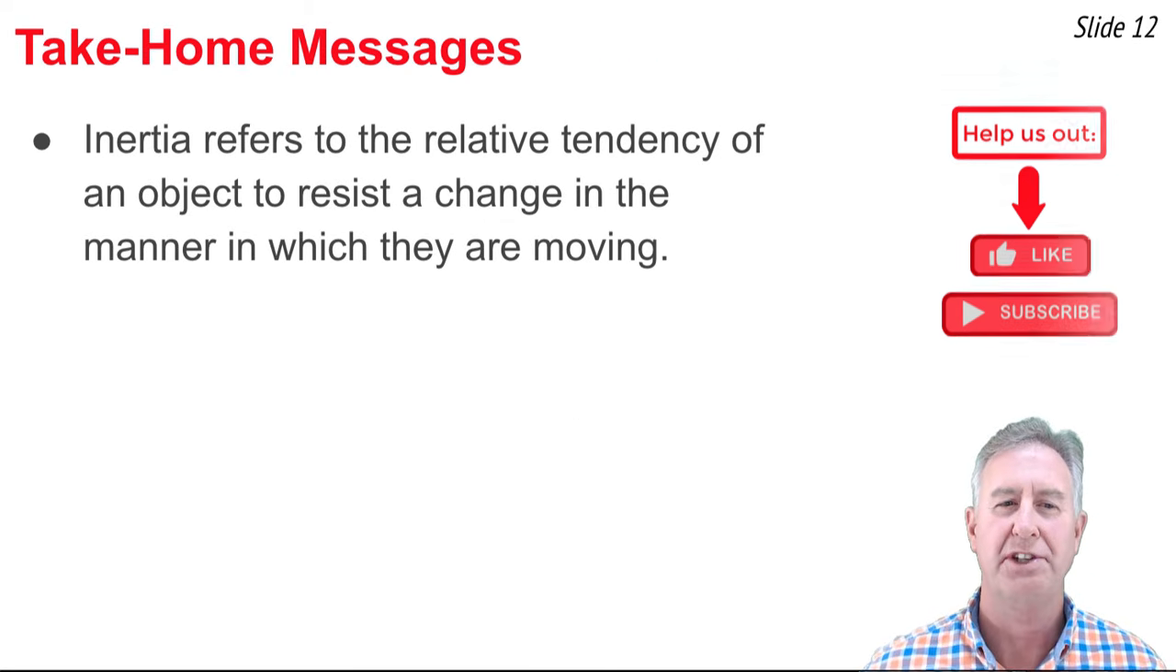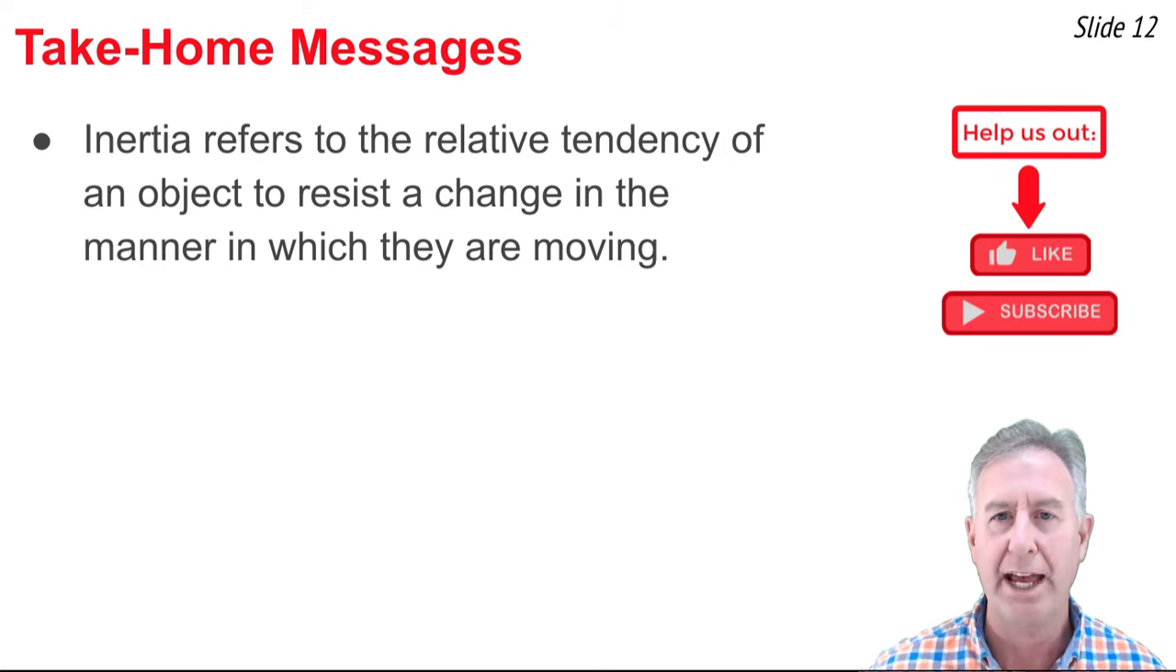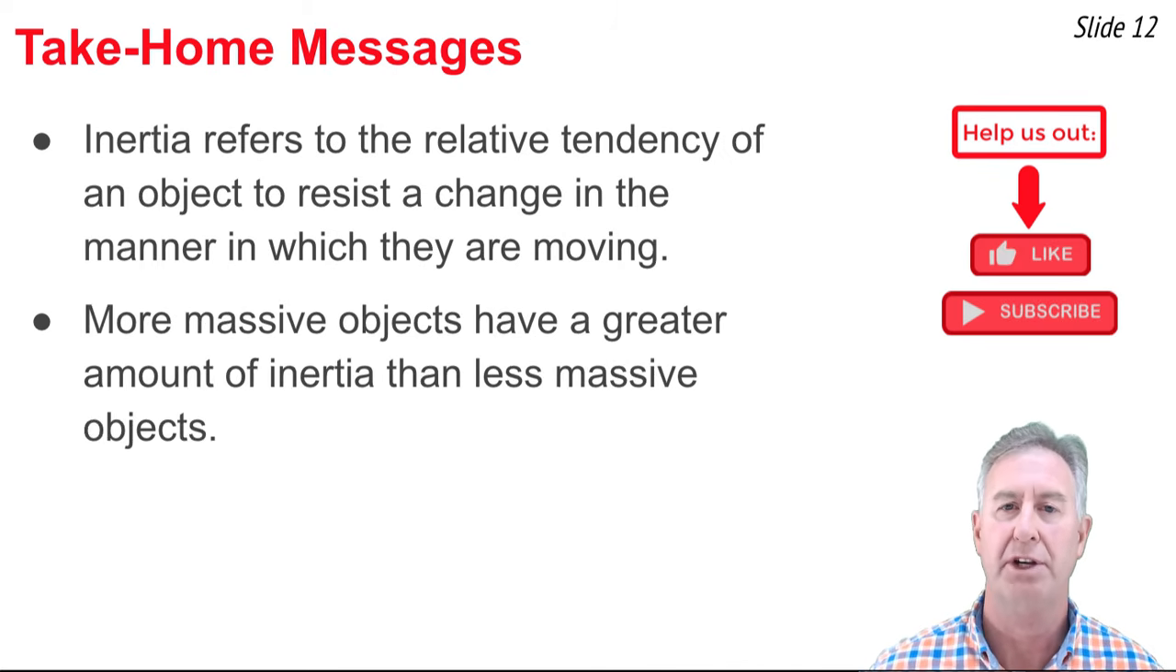Here's the take-home messages. Inertia refers to the relative tendency of an object to resist changes in its state of motion. While all objects have inertia, not all objects have the same amount of inertia. It's mass that determines how much inertia an object has. More massive objects have more inertia than less massive objects.